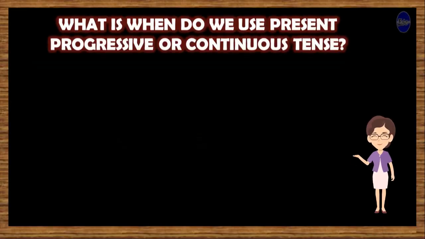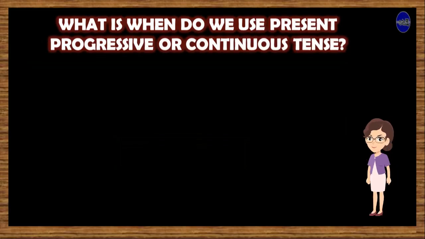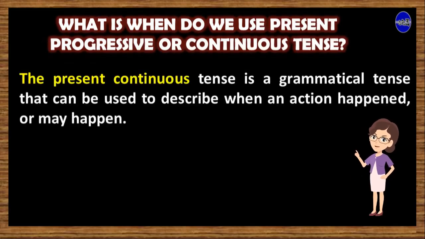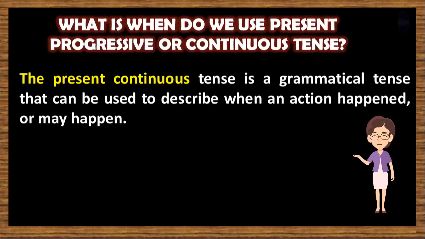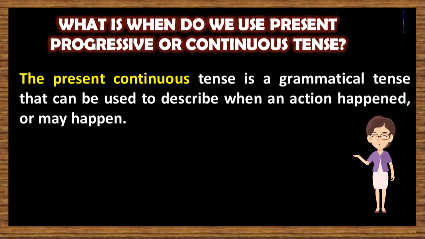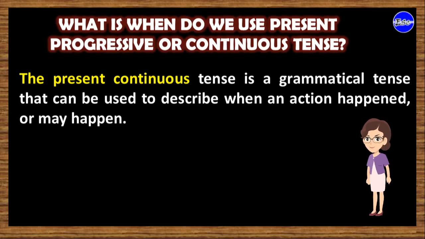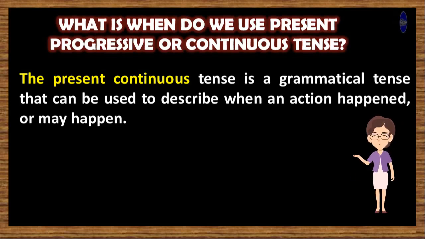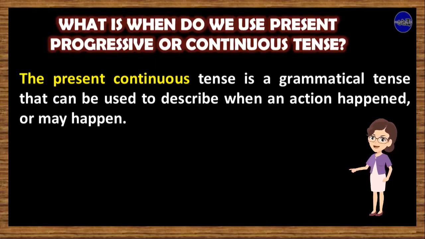Well, the question is, what is and when do we use present progressive or continuous tense? The present continuous tense is a grammatical tense that can be used to describe when an action happened or may happen. In addition, you can use it to describe both events that are happening in the present, or right now, while you are talking, and also events or activities that happen in the future, in other words, something that may or will happen later on.